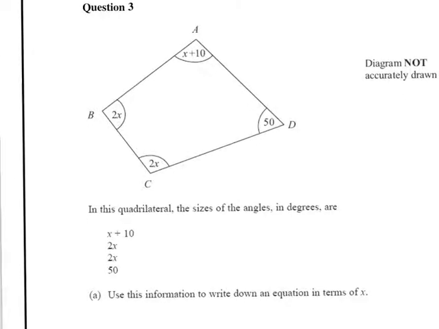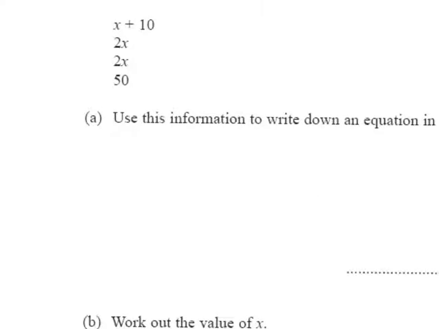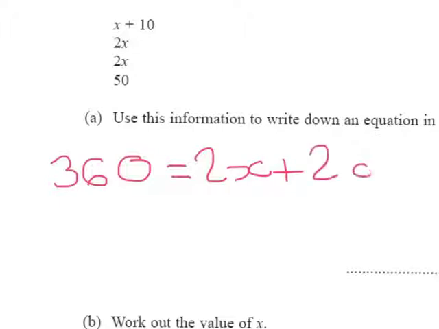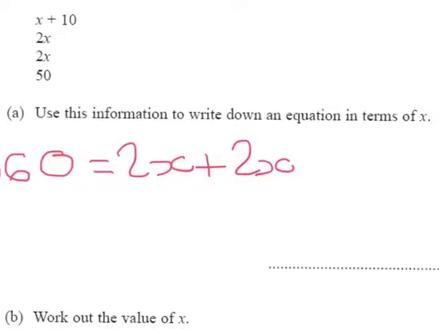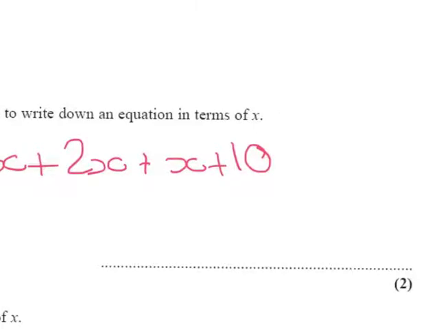We know that when we find the sum of angles in various shapes, we know the total. For example, a triangle adds up to 180. This is a quadrilateral, as it states. A quadrilateral adds up to 360, so we're just going to write in 360, and of course that is going to equal all the angles added together. So 2x plus 2x, and move along a bit, plus x plus 10, and then last of all add 50. Okay, so they're the 4 angles.